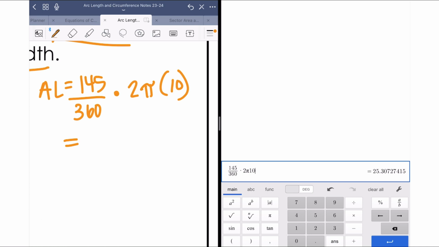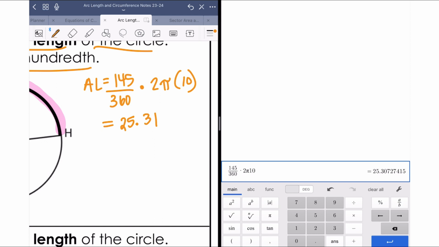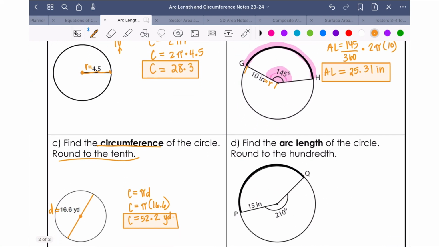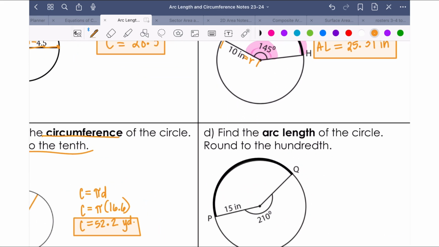All right, so here we are. They want us to round to the hundredths. So that's 25.307, but the 7 makes the 0 a 1. And that is inches. So that's the length of my arc for that section of the circle, for this specific circle. All right, one more. The arc length of the circle, round to the hundredths again.